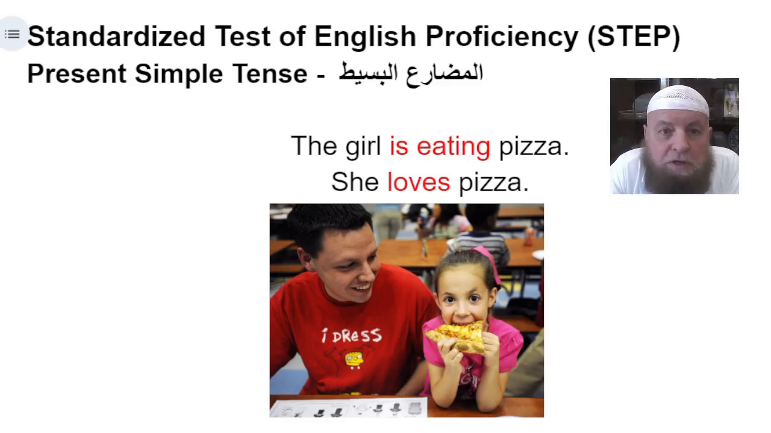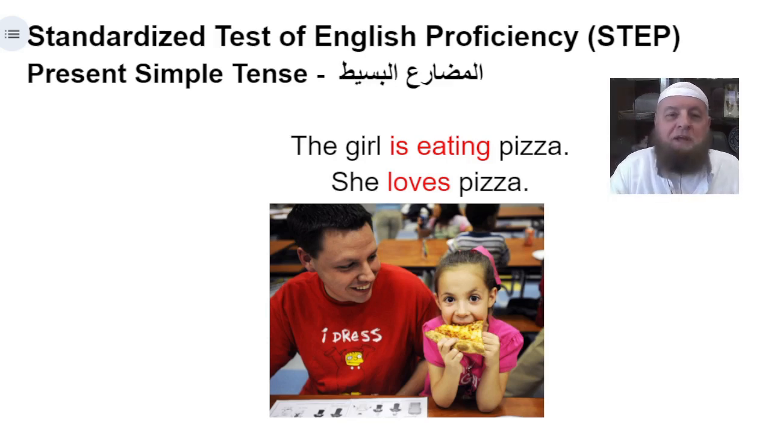Standardized test of English proficiency, the STEP English exam. Present simple tense. What can you see in the picture? A girl is eating pizza. The father is looking at the girl.